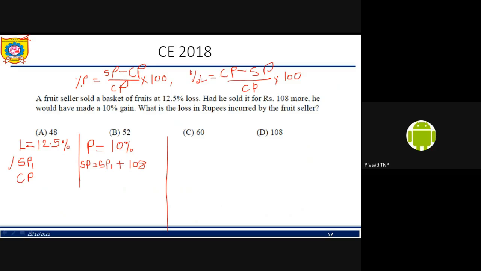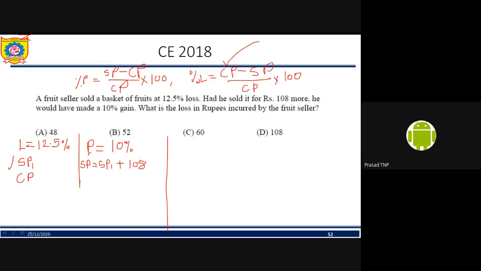What is the loss in rupees incurred by the fruit seller? So this is not a simple question, but we know the basics. Here we have to calculate the loss in rupees, not in percentage. Then how to calculate the loss in rupees? Loss is given in percentage, 12.5%. So as you know the basics, here you will write the percentage loss formula.